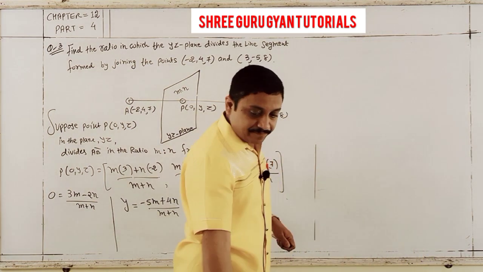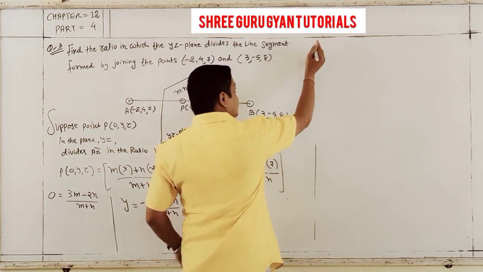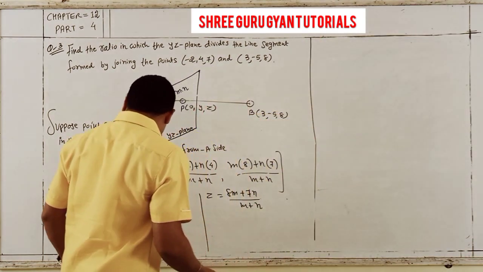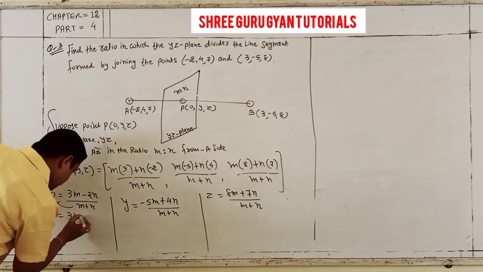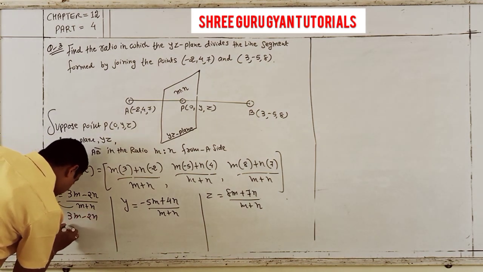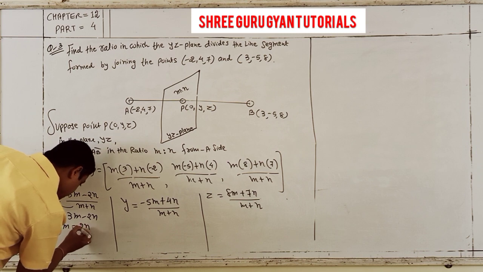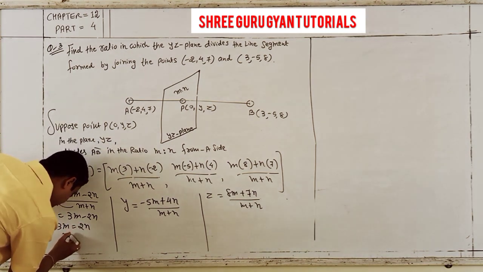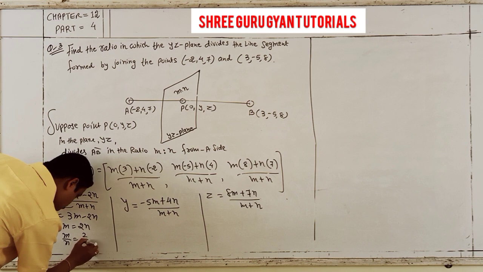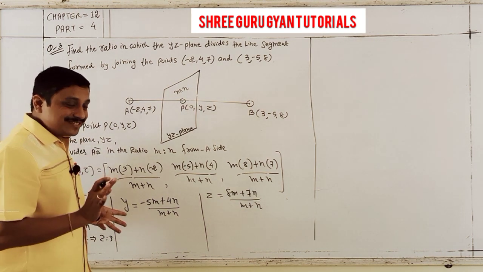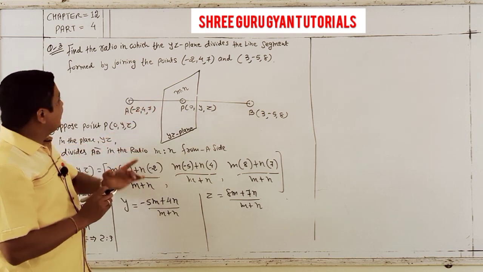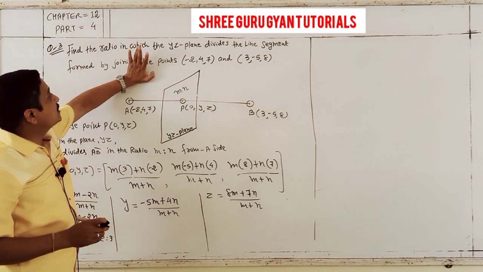In short, first I calculate the m ratio n value. With this, consider that the 0 cancels: 3m minus 2n, so 3m is equal to 2n. So what should m by n be? It is 2:3. It is an internal division. In the textbook I am done here, since it only asks for the ratio.